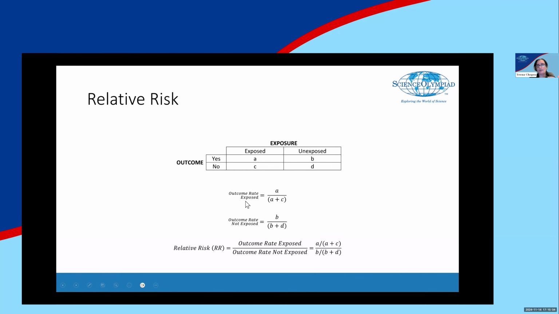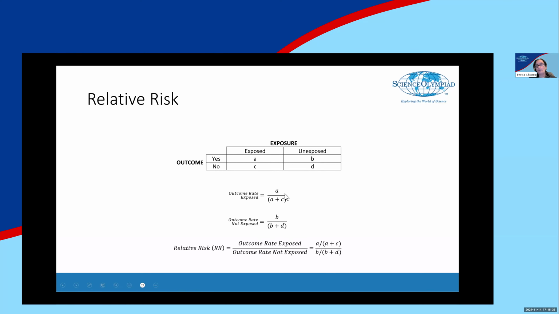So for example, the outcome rate in the exposed: A is the ones that are diseased and exposed, divided by the total patients who were exposed. This is the outcome rate in the exposed population. So A divided by A plus C. And the outcome rate in the non-exposed population would be B. They were unexposed patients. They were not exposed to antibiotics, but they did have that disease. So you divide B by the total unexposed, and that will be the outcome rate in the unexposed population.